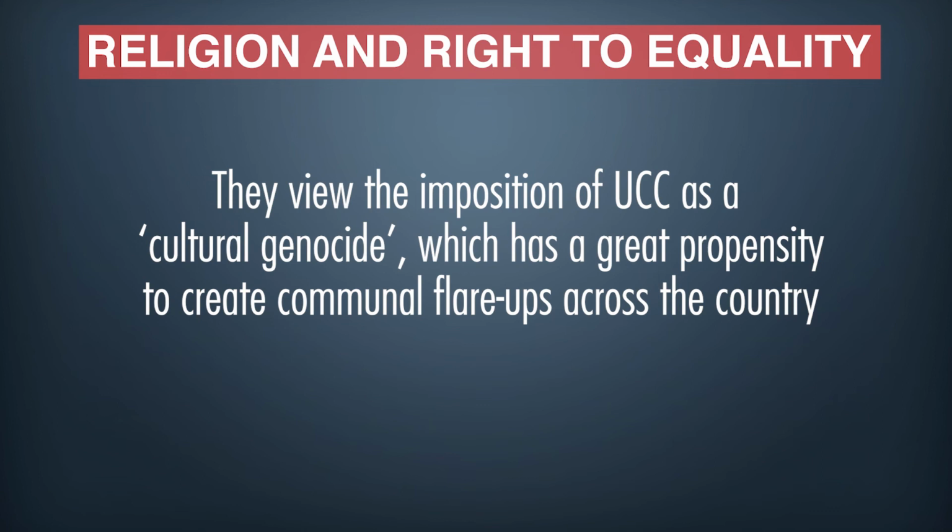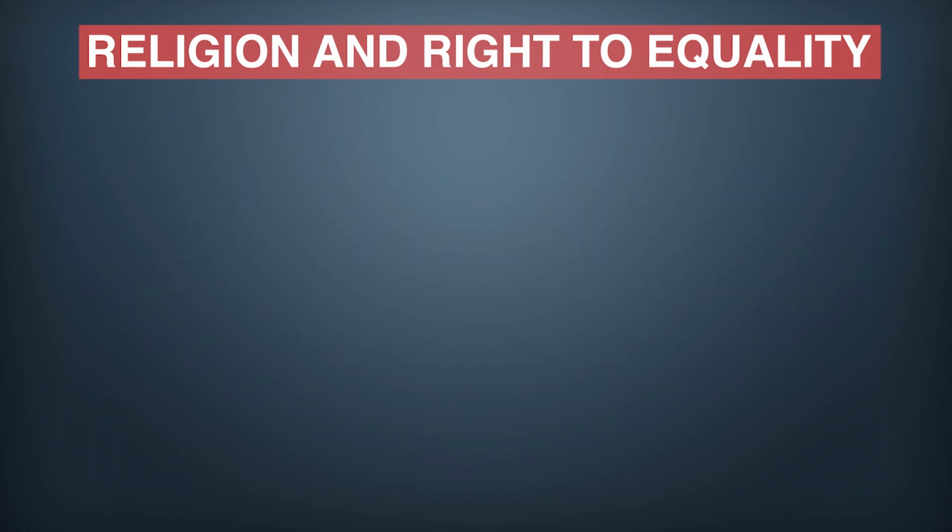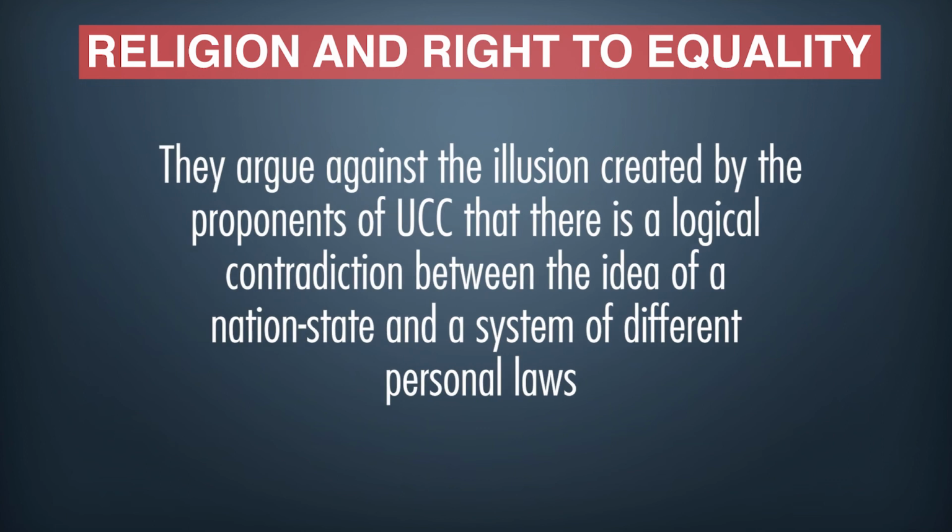They view the imposition of a uniform civil code as a cultural genocide, which has a great propensity to create communal flare-ups across the country. They argue that a more effective way to ensure national unity is by reassuring the religious and ethnic groups that their personal laws will not be diluted and shall be respected. They argue against the illusion created by the proponents of a uniform civil code that there is a logical contradiction between the idea of a nation state and a system of different personal laws.